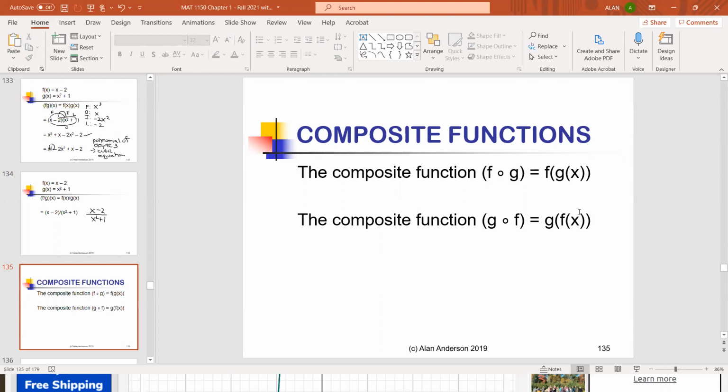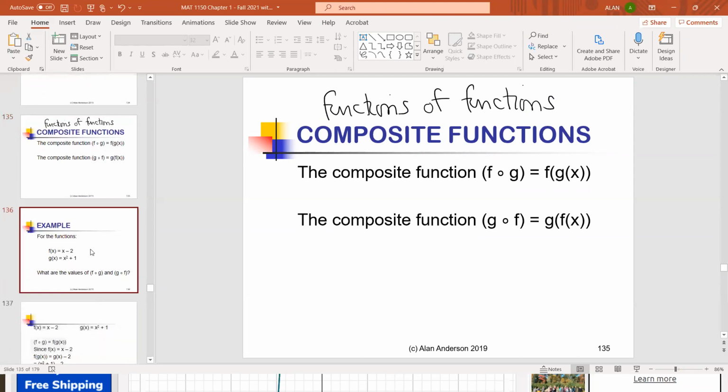How do you solve for these? How do you evaluate these? Well, it's not as difficult as it looks. They're known as composite functions because they are functions of functions. Okay, so that sounds very complex. Functions of functions. So let me show you some examples. And when you see them, you'll say, oh, okay, that's not as bad as I feared.